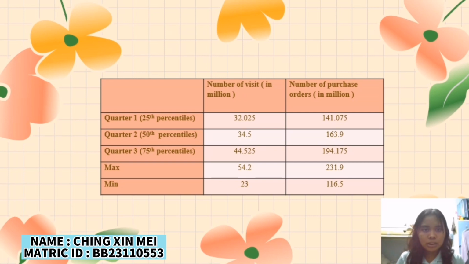In my opinion, this indicates that within the observed sample, the e-commerce websites are more efficient in converting a portion of their visitors into customers. Websites with higher Q1, Q2, and Q3 for purchase orders may have implemented successful marketing strategies that not only attract visitors but also encourage them to make purchases. This could include persuasive product descriptions, special promotions, or a seamless user experience.